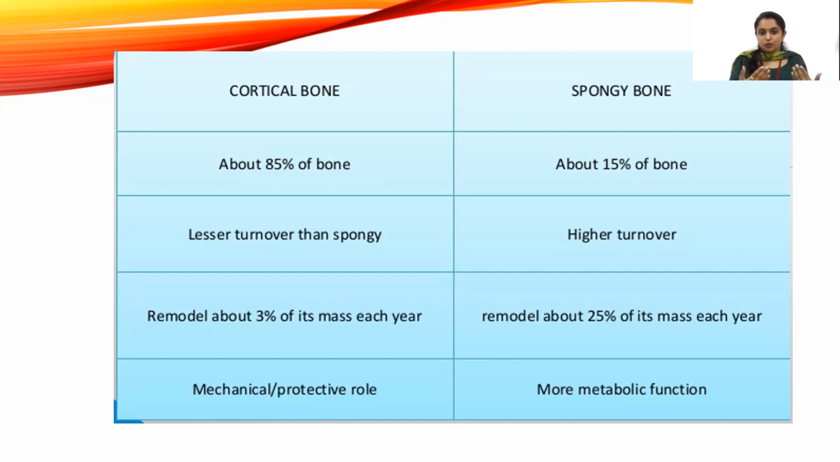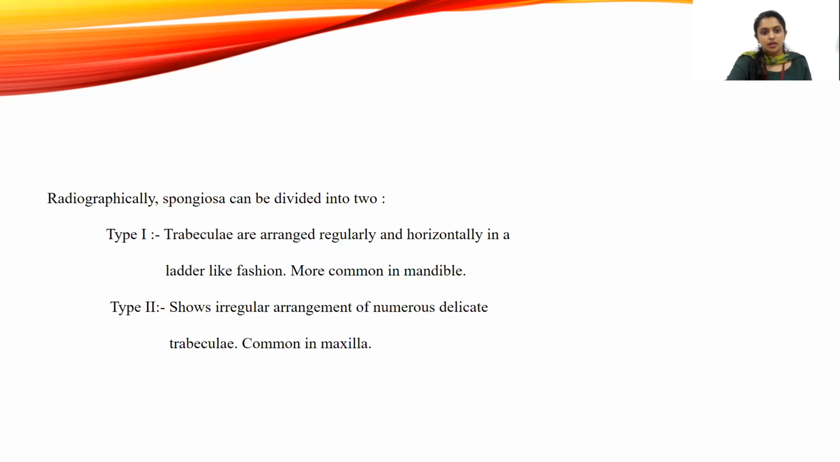Cortical bone has less turnover compared to spongy bone, whereas spongy bone has a higher turnover. Cortical bone remodels about 3% of its mass each year, whereas spongy bone remodels about 25%. Cortical bone has a mechanical and protective role, whereas spongy bone has more metabolic function. So that helps in distributing the occlusal forces, and it has more of a metabolic function.